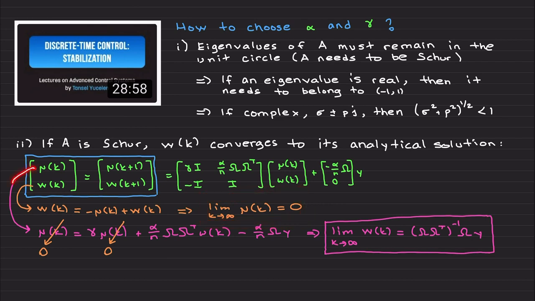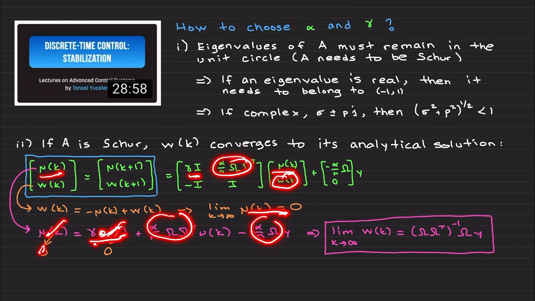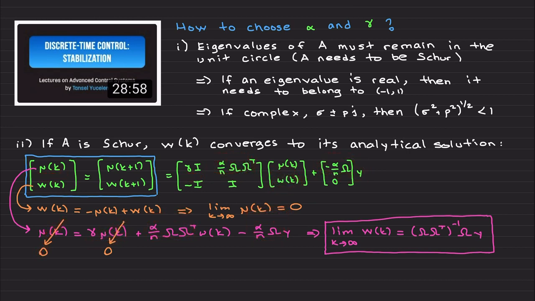Now I am looking at the first equation. Mu equals gamma mu, but mu is already 0, right? It is going to 0, so I am going to make them 0. This term multiplied by w and this term multiplied by y. So these remain. If you solve this for w, you are going to get the analytical solution, W will converge to its analytical solution. Okay, I will keep it simple.